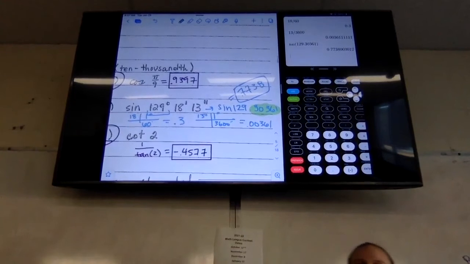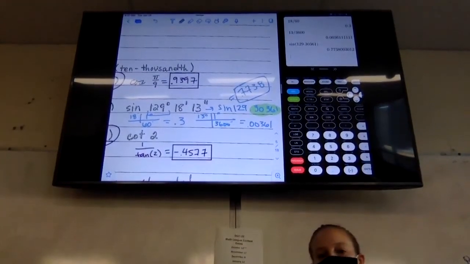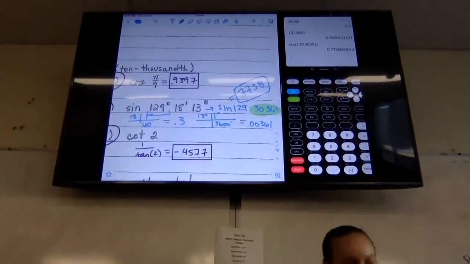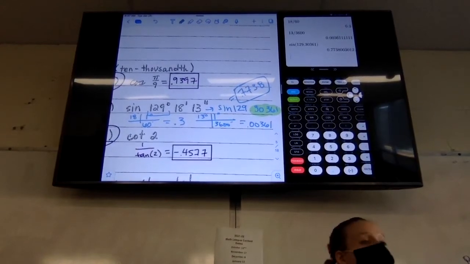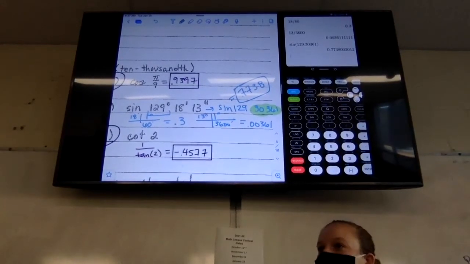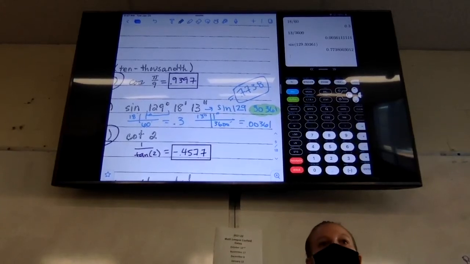Get that zoomed in a little bit right there. All right, so those should be pretty gimme questions if I put that on a quiz or a test, because we're just plugging it into the calculator. There's a couple weird things though, so that's why I wanted to bring that to our attention.